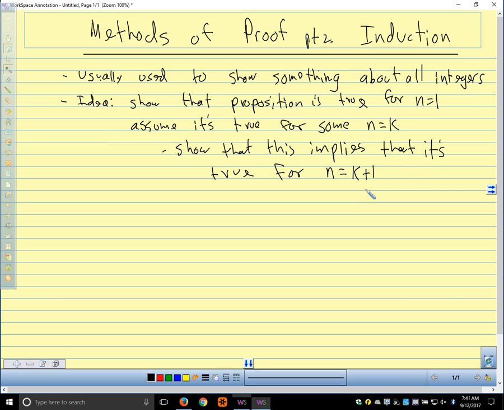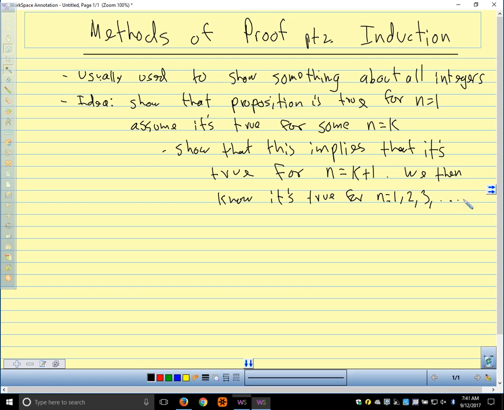Once we do this, we know, since it's true for n equals 1, well, if it's true for one number, then that implies it's true for the next one. That must mean it's true for n equals 2. Well, that implies, since it's true for the next number, n equals 3, et cetera, et cetera, et cetera. So that shows that it's true for all integers.